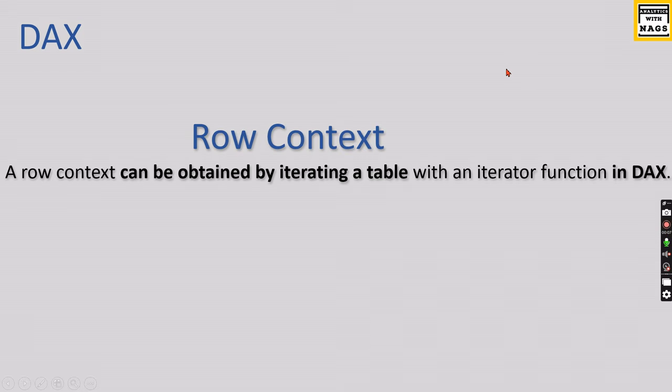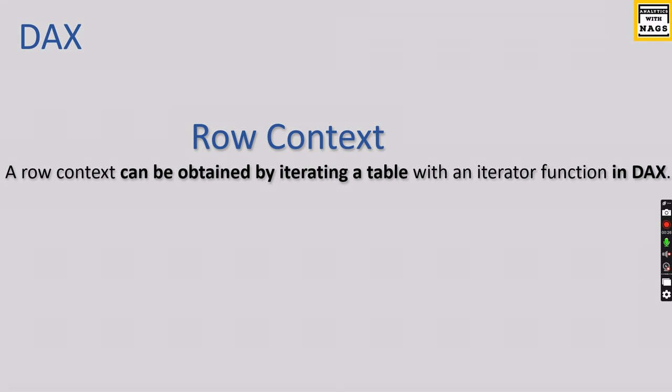In this section, I'm going to introduce two new concepts, row context and filter context. Let's start with the row context. Row context can be obtained by iterating a table within an iterator function in DAX. Basically, when you create a calculated column, it is calculated row by row, right? So row context is applied by default in the calculated column.